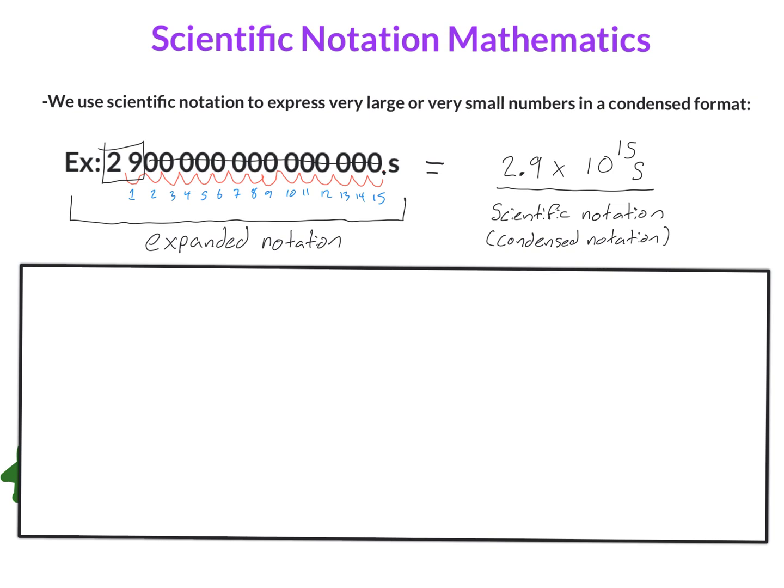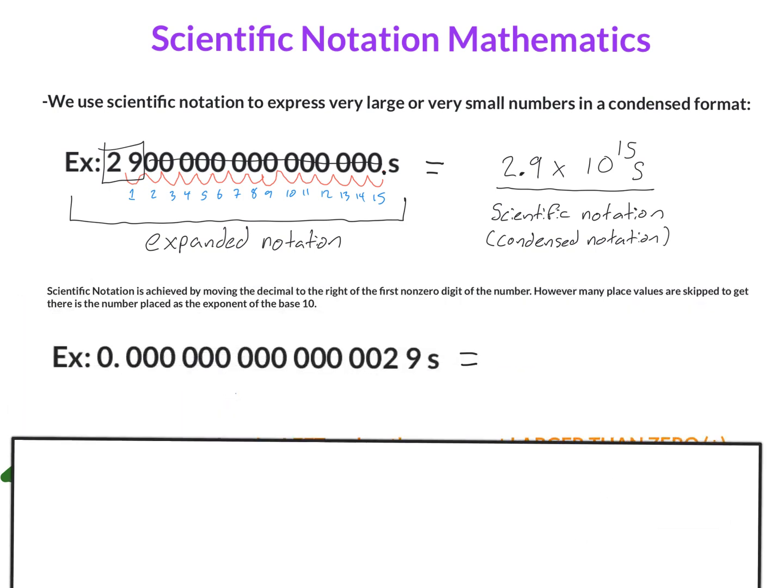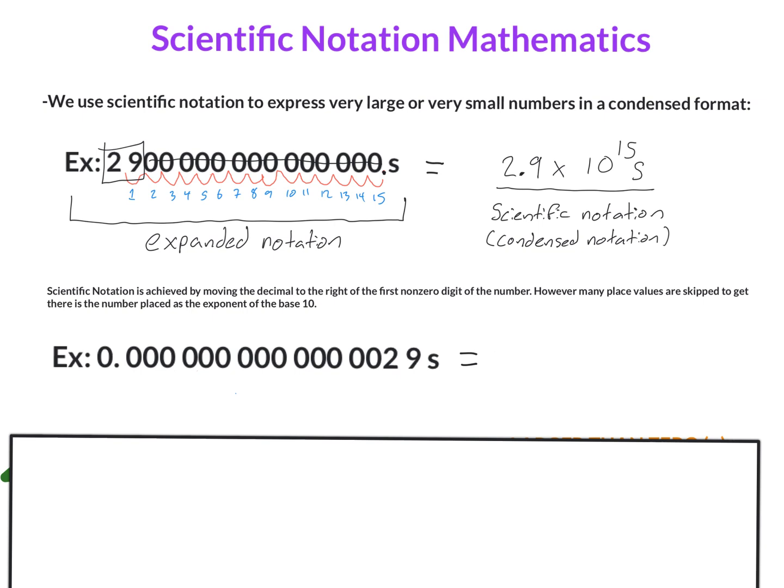Now let's see what this looks like for a number that's really small. Well, here we do the same thing that we did in the last problem. We count how many place values it takes to get our decimal point in between the first non-zero number and the digit next to it. This time we're moving in a different direction though. Okay?